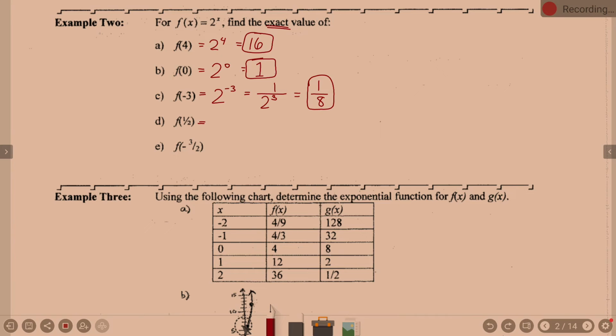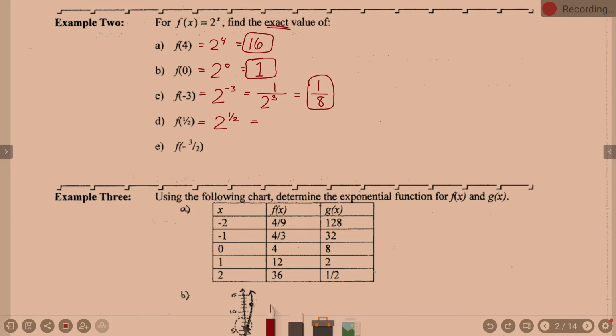Okay, D, F of 1/2. Every place I see an x, I'm going to replace it with 1/2. So this is going to be 2 to the 1/2. Is that when you just like divide? Not divide. Okay, guys, go back to your Algebra 2 brains. We learned how to deal with rational exponents last year. It's less than a year ago because I believe it would have been second semester. I thought I remembered doing these back from last year.